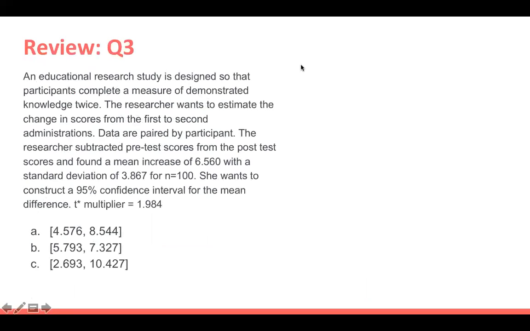Okay, an educational research study is designed so the participants complete a measure of demonstrated knowledge twice. The researcher wants to estimate the change in scores from the first to second administrations. Data are paired by participant. The researcher subtracted pre-test scores from the post-test scores and found a mean increase of 6.560 with a standard deviation of 3.867 for a sample size of 100. She wants to construct a 95% confidence interval for the mean difference. Here our t-star multiplier is 1.984, so go ahead and construct your 95% confidence interval. I'm going to go over it in a quick sec.